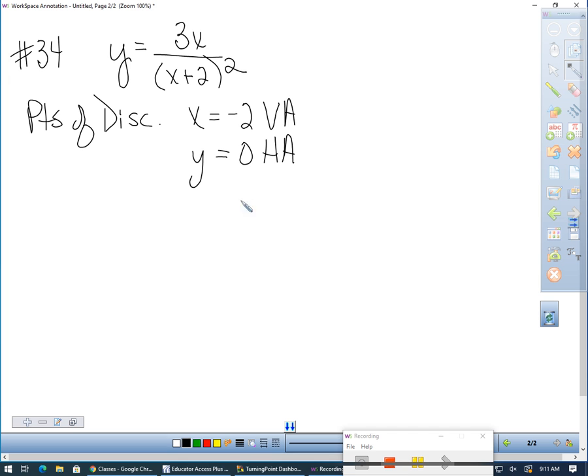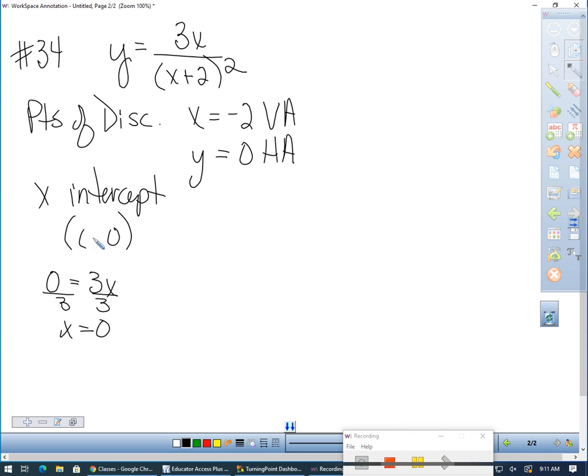Let's do our x and y intercepts. X-intercept. If I plug 0 in for y, that multiplies over to here, and I get 0 equals 3x. Dividing both sides by 3, x equals 0. So I have the origin again. Y-intercept.